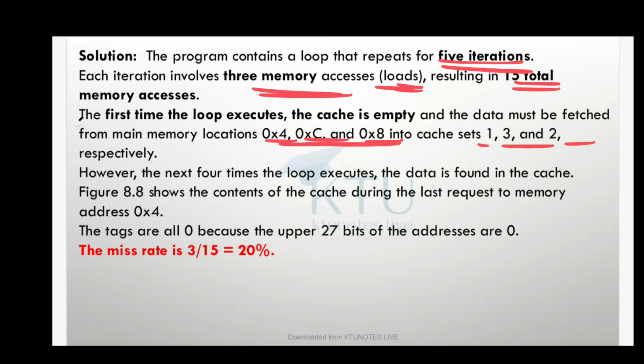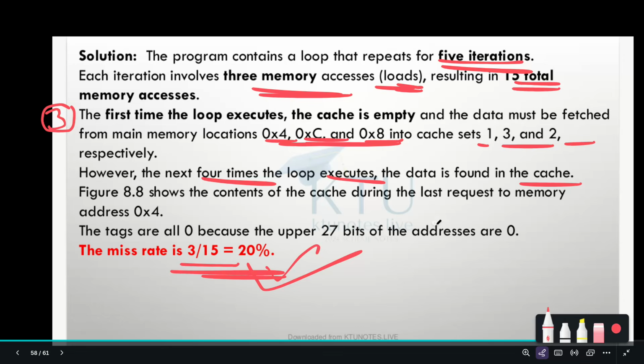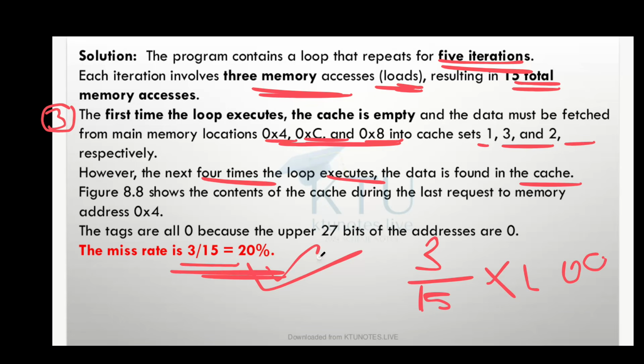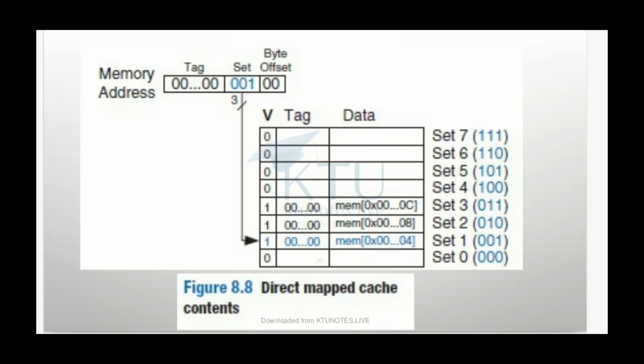So in the first iteration we get 3 cache misses. Now in the next 4 times the loop executes, the data is found in the cache because we have now put the values in the cache. So only 3 misses are there out of 15 accesses. That means 3 divided by 15, multiplied by 100, gives the percentage. 20% is the cache miss rate.